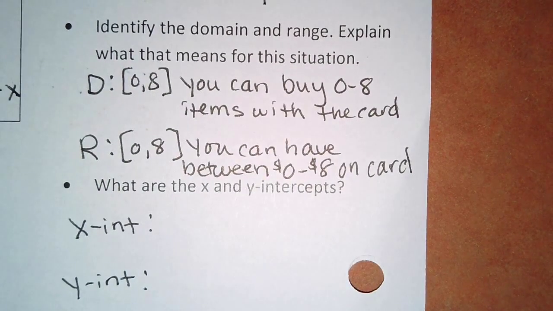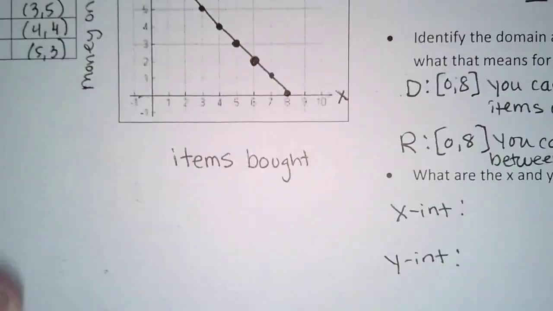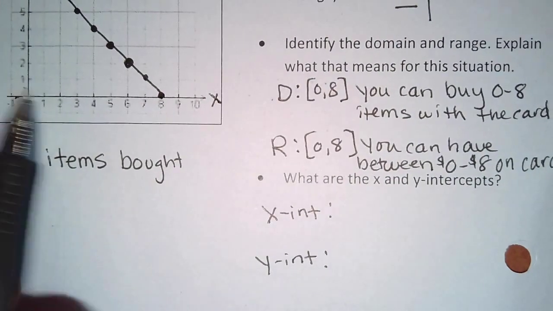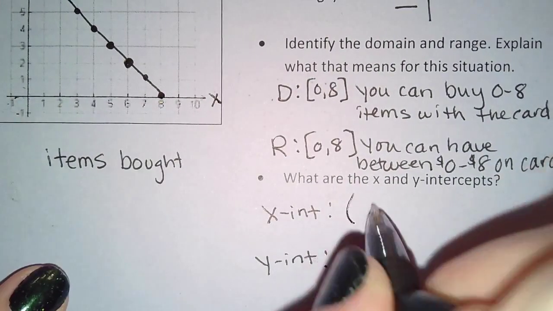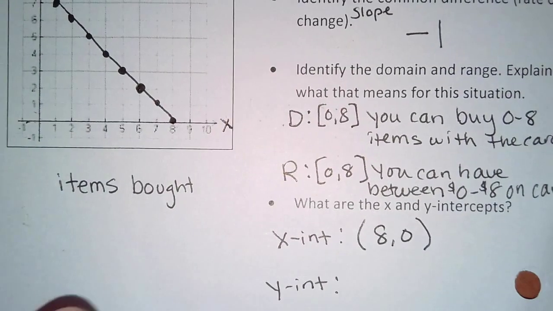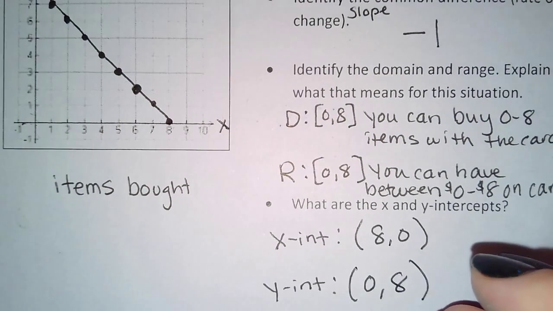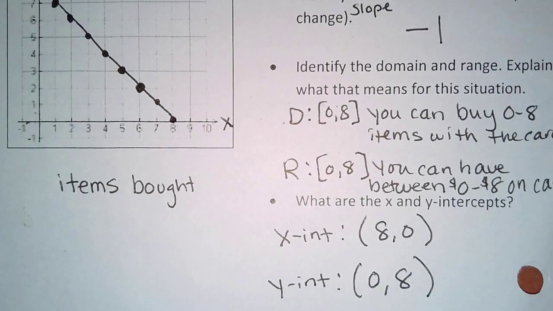Okay, the next is asking us to find our intercepts, x and y. The x-intercept, where it touches or crosses the x-axis. Say it again. (8, 0). And our y-intercept? (0, 8). Very good. Again, they don't always turn out like perfect numbers like that.